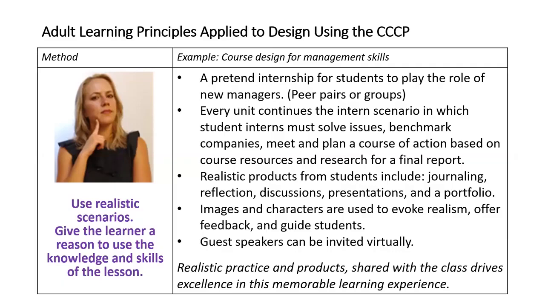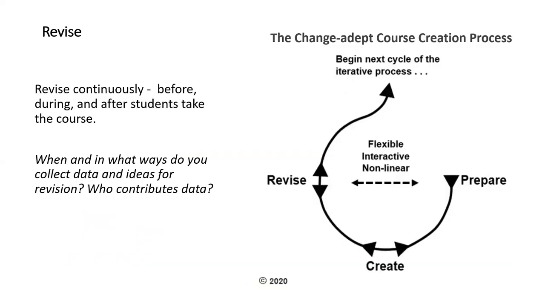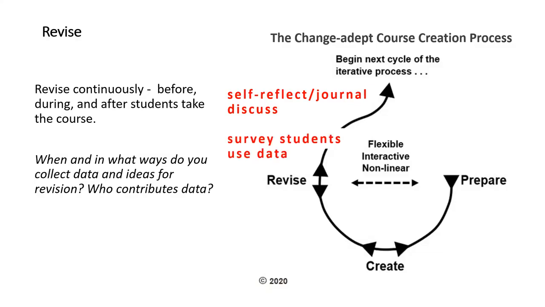Let's see. At this point, let's move on to revise, and revise continuously. Revise may look like it's one phase out at the end, but it's really not, because you'll always go back and revise. So here are some ways to do it. Self-reflect and keep a journal. Discuss your course design with a colleague. Survey students. Ask your students at any interval. You don't have to wait until the end. Ask certain things that you want to know about an activity or the design of the course.